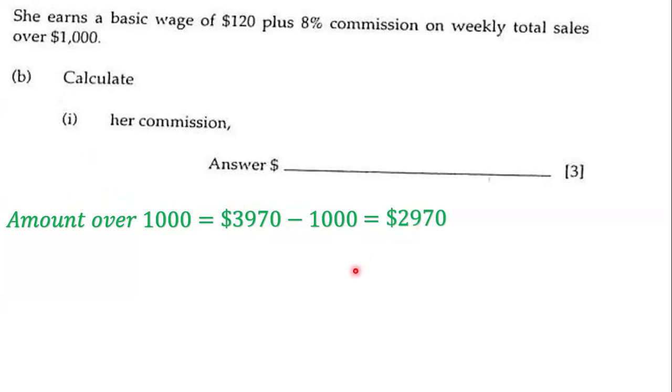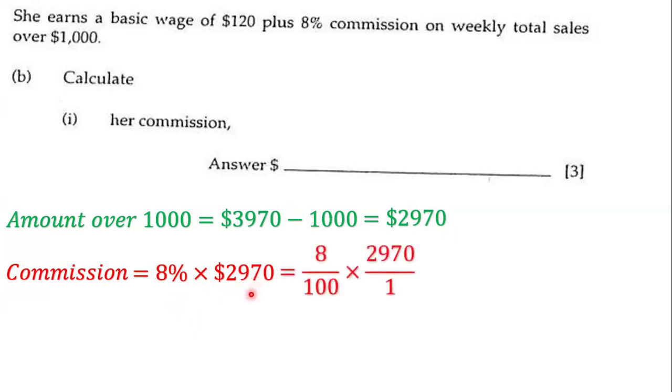Okay. Now the 8% commission is going to be on this amount. It's going to be on the 2,970, not on the 3,970. So in order for us to determine our commission, we have to say 8% of, or multiplied by, 2,970, which is the amount over 1,000.